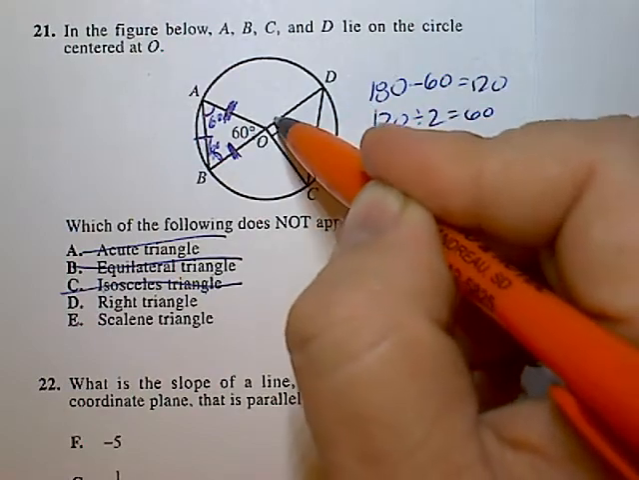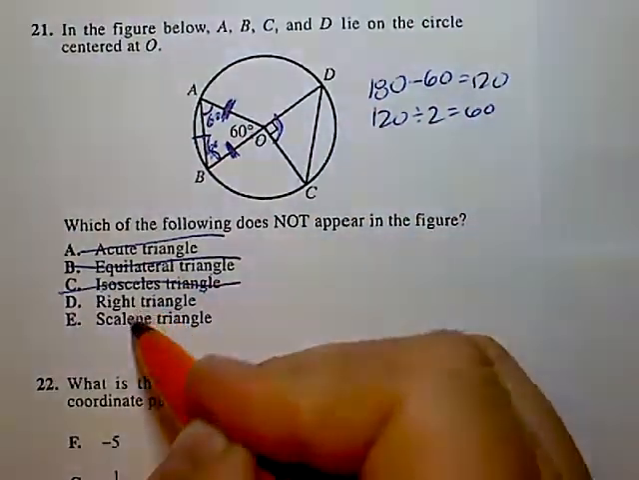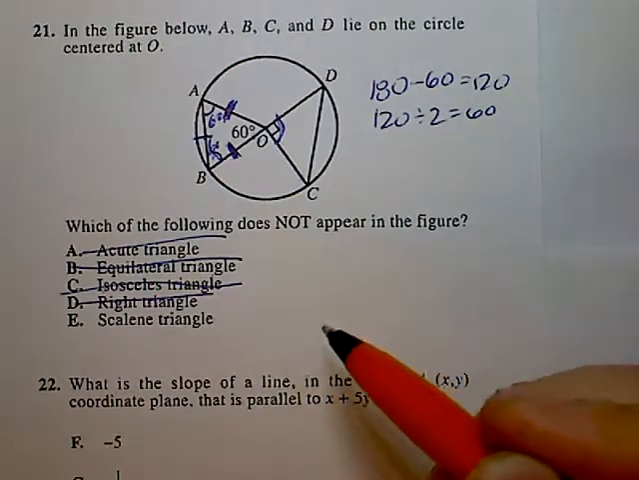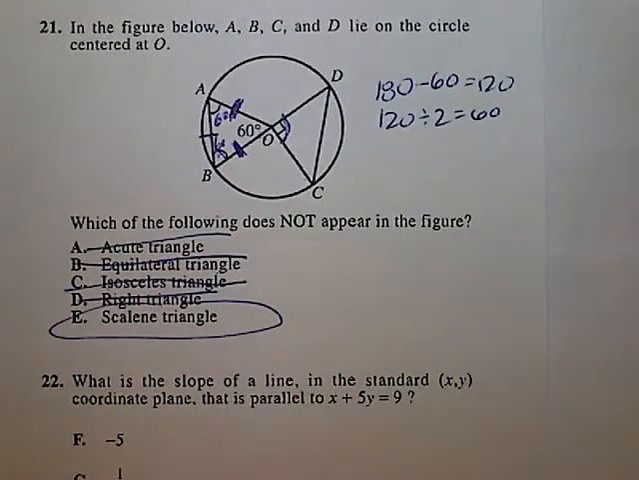This other triangle already shows us a 90-degree angle, so we have a right triangle. So using process of elimination, I know the correct answer should be E.